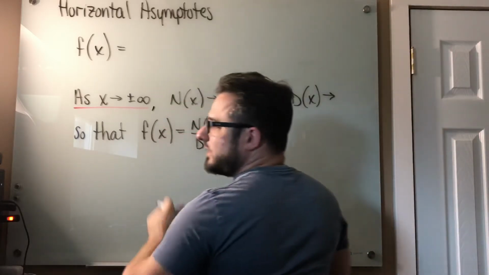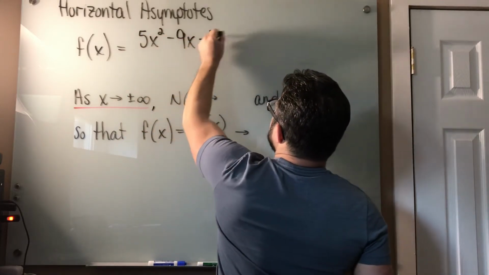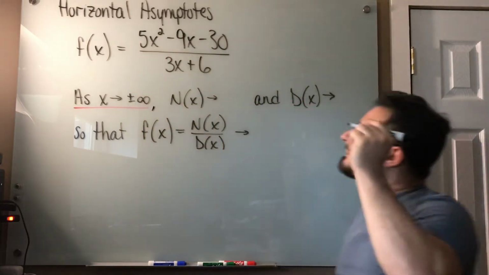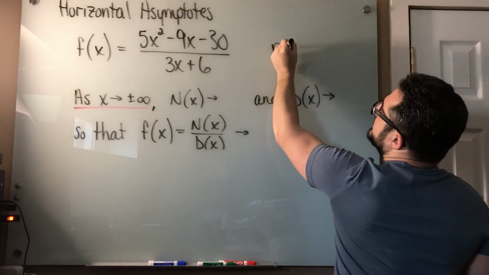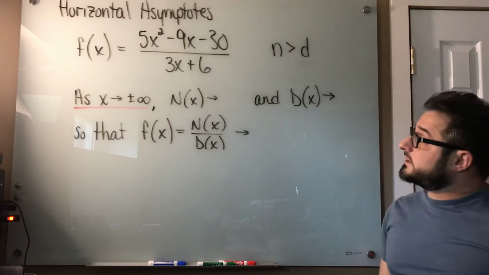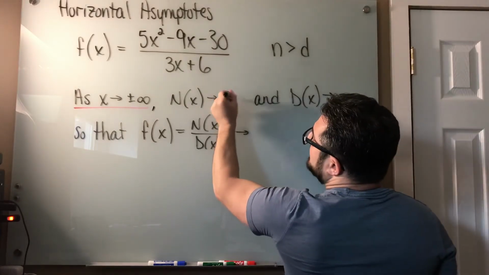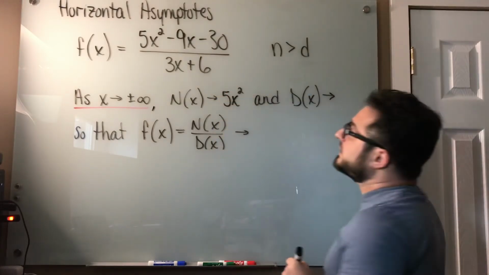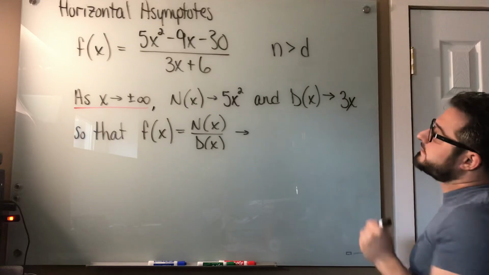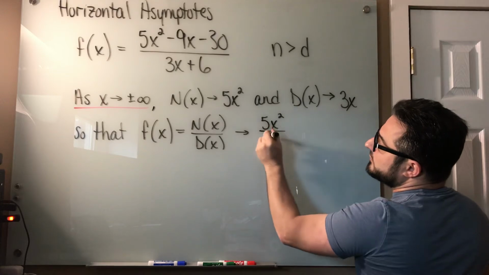This time, our function will be 5x squared minus 9x minus 30 over 3x plus 6. And what we have here is that the numerator is larger than the denominator. The degree, rather, of the numerator is larger than the degree of the denominator. So again, as x approaches positive or negative infinity, the numerator will do what its lead term does, and the denominator will do what its lead term does. And put together, we have 5x squared over 3x.